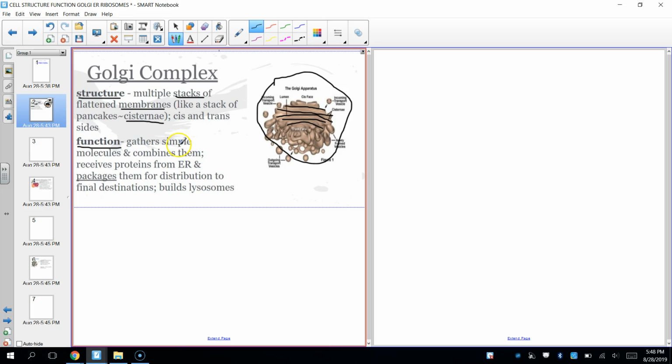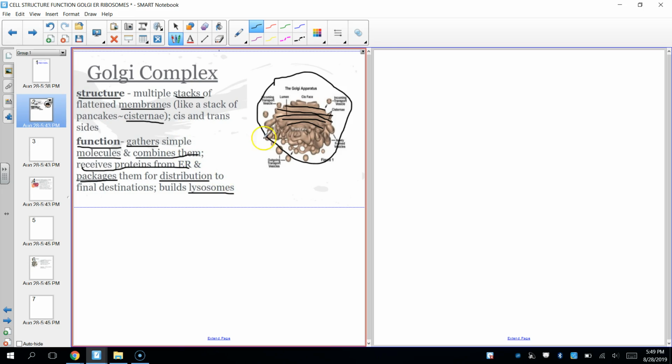Now, the job of it, what is the function? The function of it is to gather molecules. So what I'm underlining is really important. What this organelle does with those molecules is it combines them, and it'll receive proteins from the ER, which we'll talk about in a minute, and package them so that they can be distributed throughout the cell and even outside the cell. Another function of the Golgi complex is that it builds lysosomes. And lysosomes we'll learn about in another mini lesson, okay?